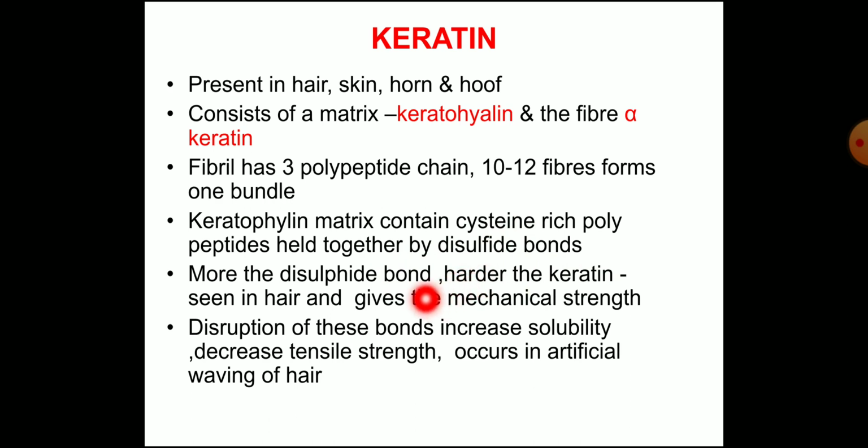When the disulfide bonds are more, the keratin will be thicker. Disruption of these bonds increases the solubility and decreases the tensile strength, which occurs in the artificial waving of hair. So that is what is happening in artificial waving: they are disrupting the disulfide bonds in the keratin.